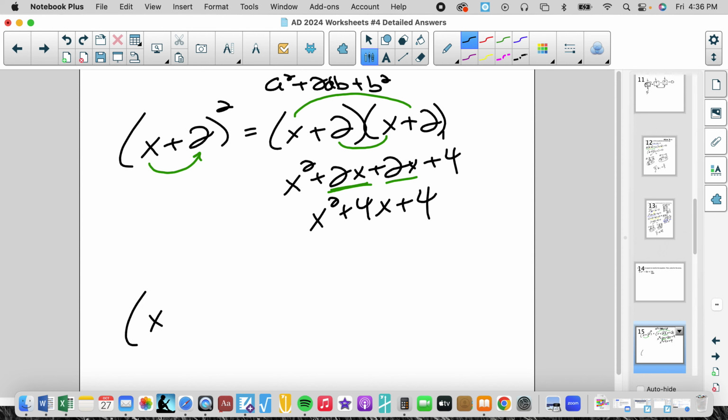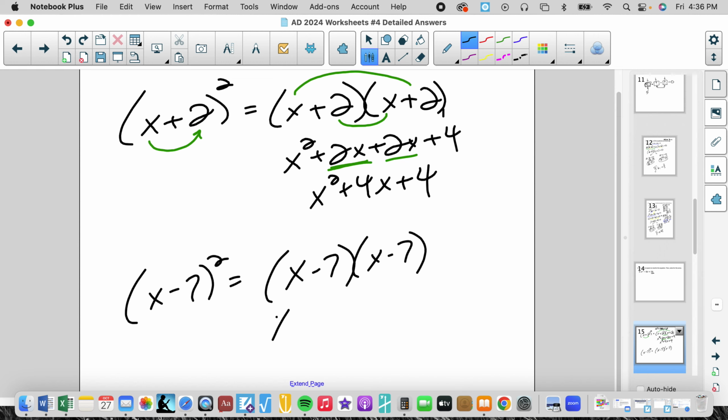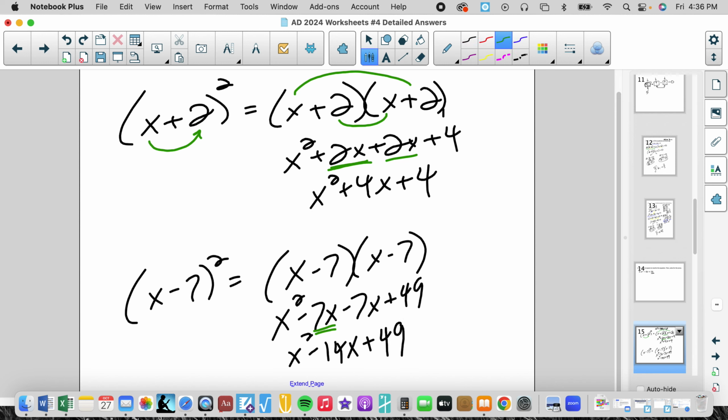Let's do x minus 7 quantity squared. That's going to be x minus 7, x minus 7. And we get x squared minus 7x minus 7x plus 49, which is x squared minus 14x plus 49. And we again notice that we have this x times negative 7, and we have it doubled.